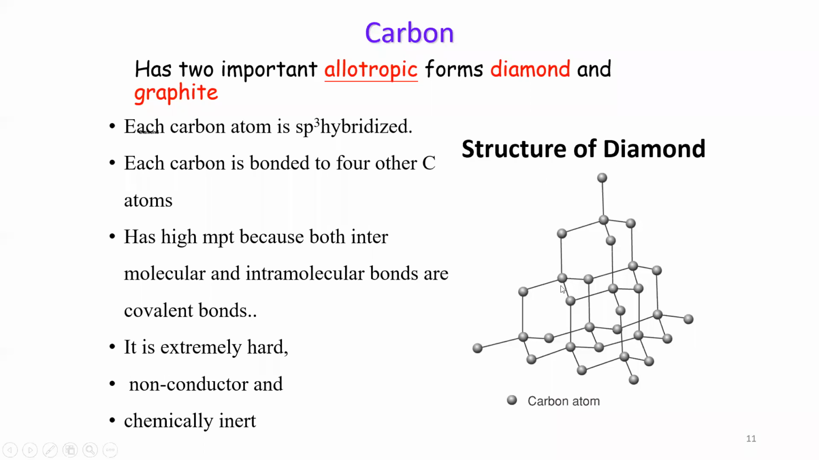So this is your CH4, carbon, hydrogen, hydrogen, hydrogen, hydrogen. So you have carbon being connected to four others, as in CH4. So each carbon is sp3 hybridized. Each carbon is bonded to four other carbons. So if this is your carbon, you have 1, 2, 3, 4. And because of this, the melting point of diamond is high.